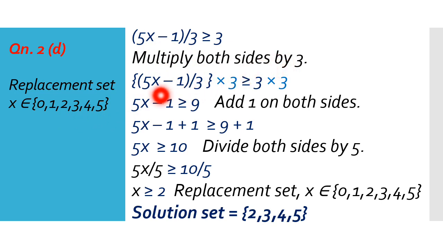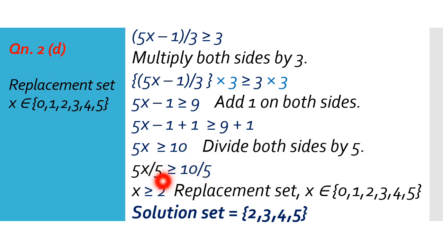So here 5x minus 1 whole divided by 3 into 3, and on the right hand side 3 into 3. This 3 and this 3 cancelled, and here we have only 5x minus 1, and on the right hand side 3 into 3 is 9. Now, minus 1 gives the trouble, so we will add 1 on both sides. So 5x minus 1 plus 1, and 9 plus 1. This 1 cancelled, only 5x is left, and this is 10, and now we divide both sides by 5. So 5x divided by 5, and 10 divided by 5.